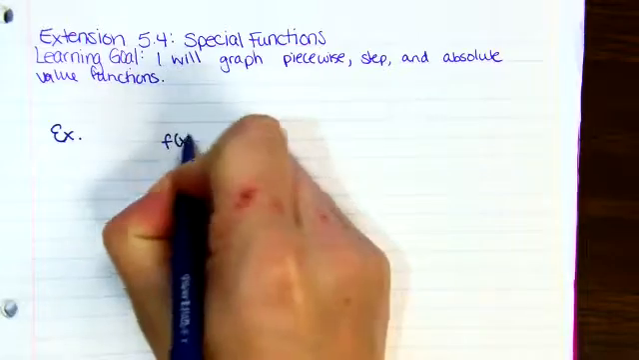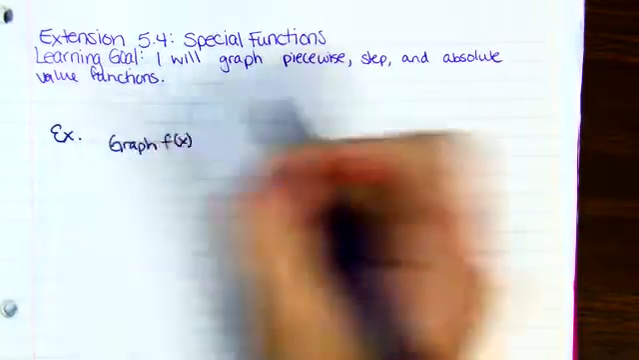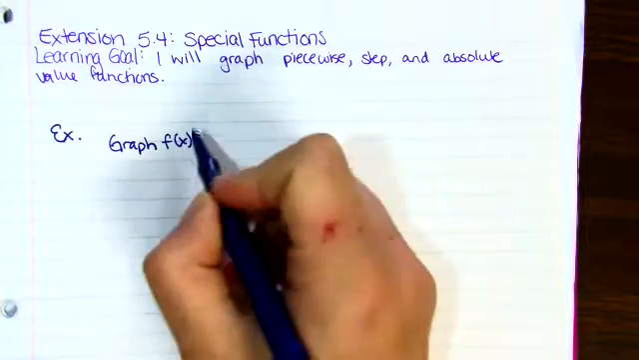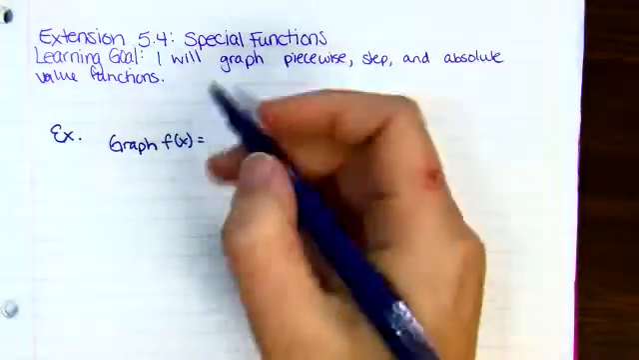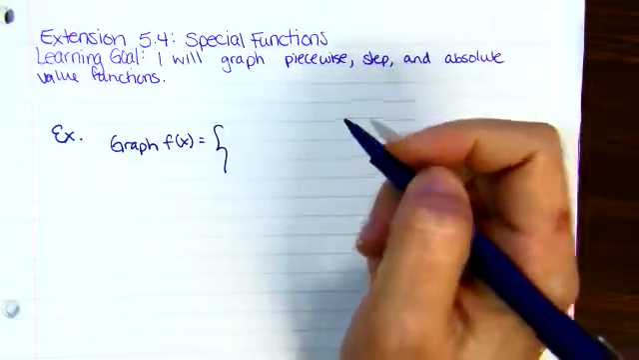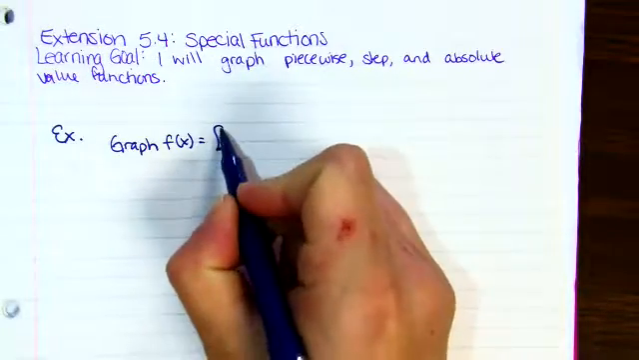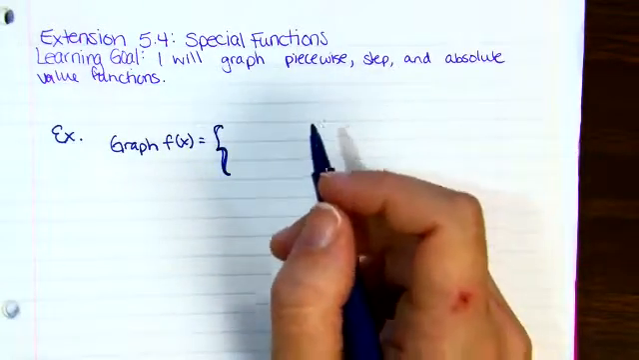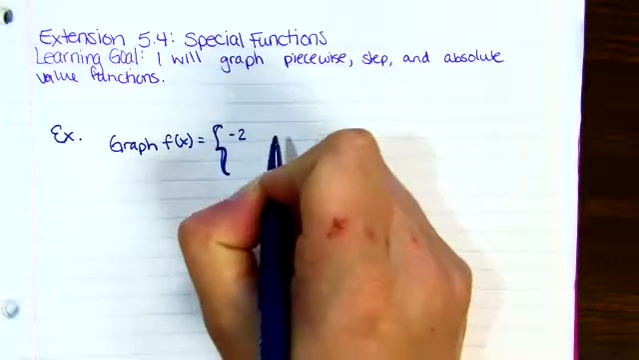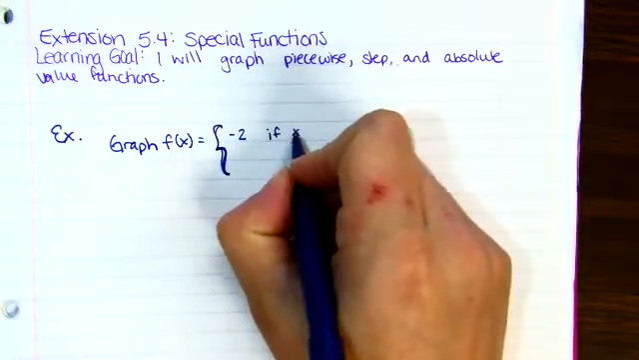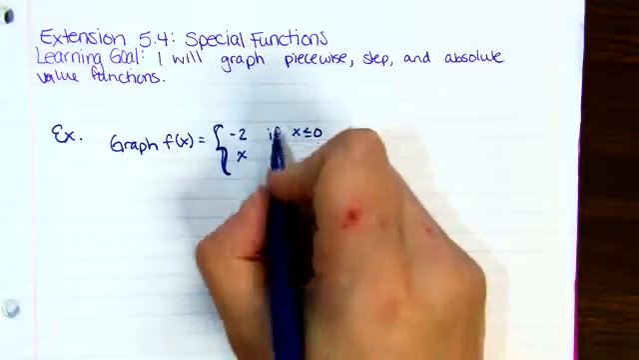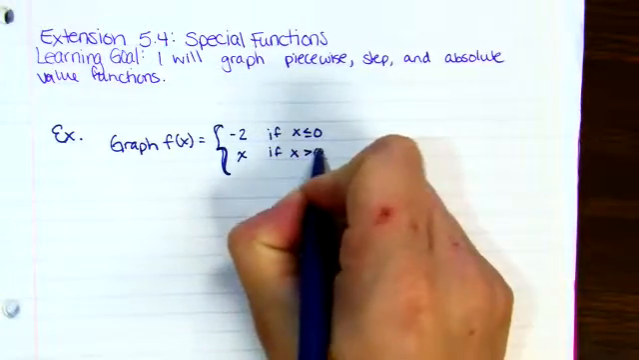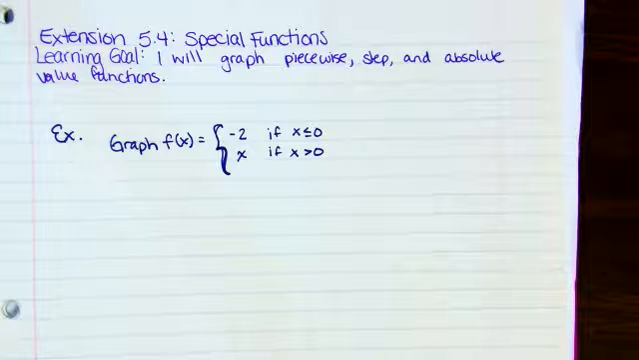So let's graph, I'm going to call it f of x, but of course you could also call it y because we're talking about functions. I prefer to use function notation, although in your book they use y, which I think is kind of silly. So this little bracket is going to show that we have more than one piece to this function. We're going to graph -2 if x is less than or equal to 0, and we're going to graph x if x is greater than 0. So here you can see we have our two pieces and we're going to graph it.